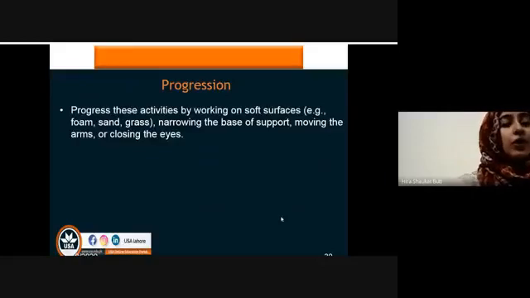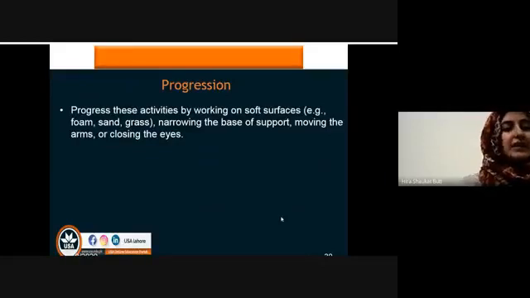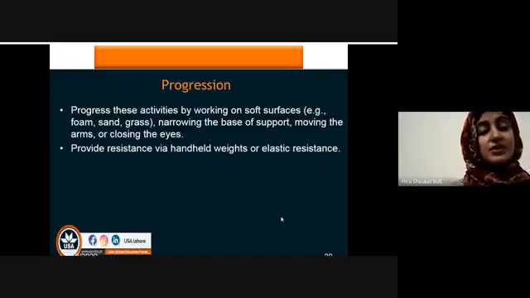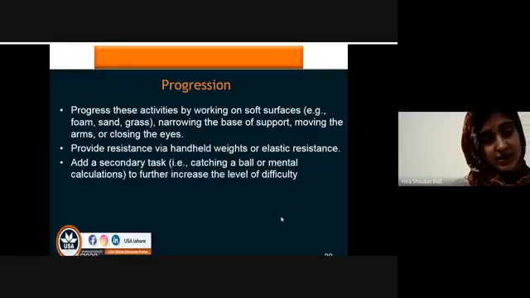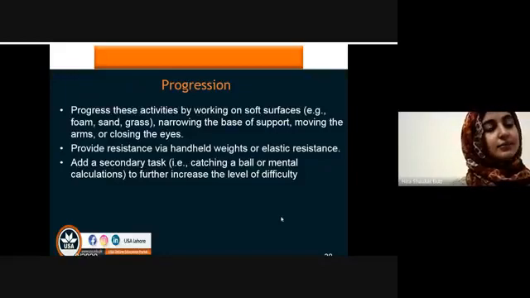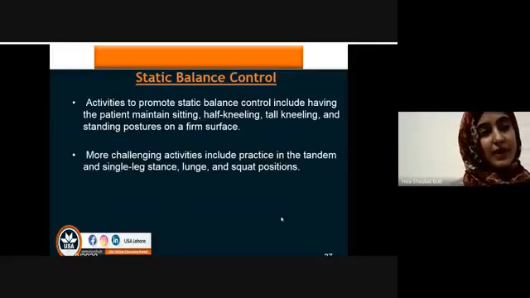And if you want to progress the activities by working on soft surfaces, for example, foam, sand, or grass, you can narrow the base of support, you can move the arms, you can close the eyes, you can provide resistance via handheld weight or elastic resistance or additional resistance they carry during the task, or you can add a secondary task. For example, you can ask them to catch a ball or do mental calculation while performing the task to further increase the level of difficulty. So this is how you can train the static balance control.